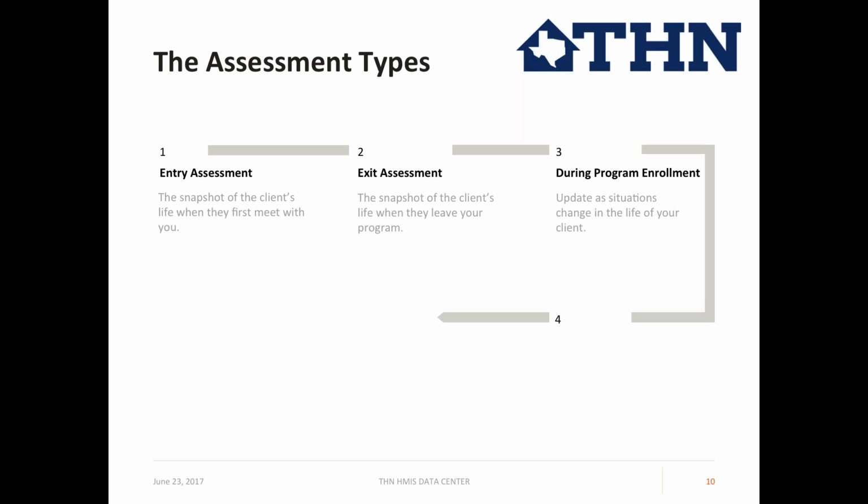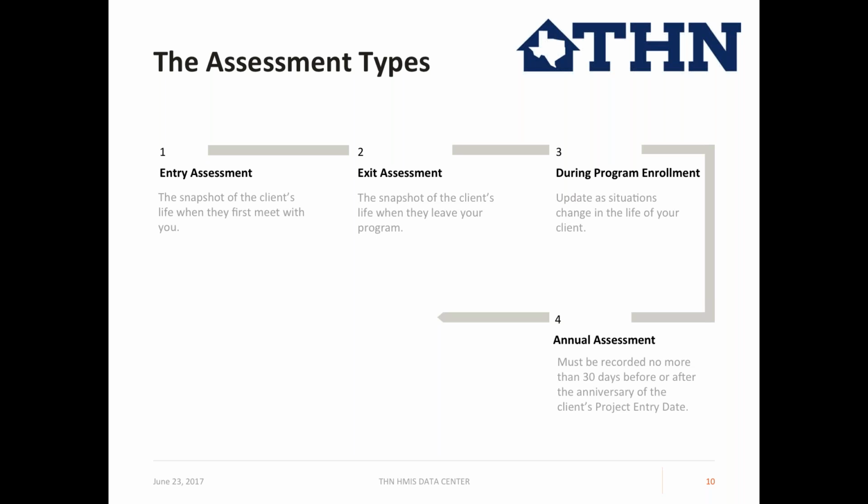They don't have a specific date. It can happen when they need to happen. It could be a month after the client has been enrolled in your program. It could be after 9 months. Anytime that a characteristic in the life of your client changes, you conduct a during program enrollment.